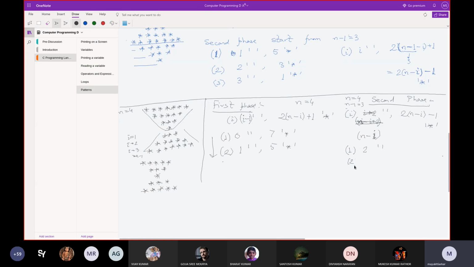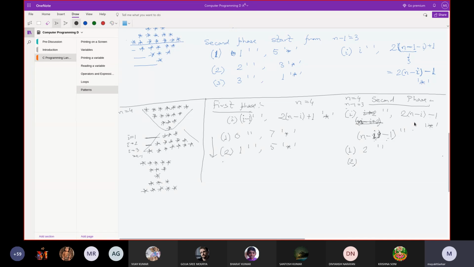Sir, n minus I minus 1. So when I is equal to 1, 4 minus 1 minus 1, two spaces. When I is equal to 2, 4 minus 2 minus 1, single space. When I is equal to 3, 4 minus 3 minus 1, zero space. Good. So that will be n minus I minus 1 number of spaces and 2 into n minus I minus 1 number of stars. Okay, this one is correct.